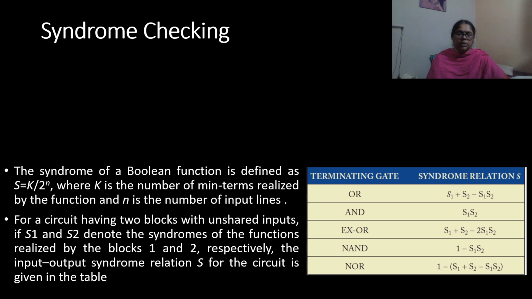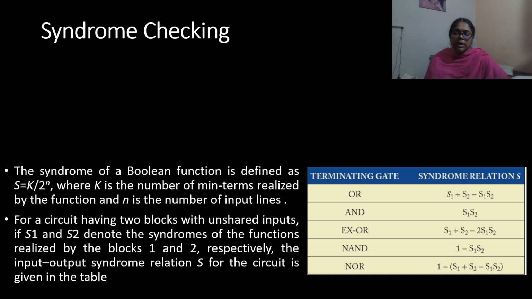For a 3-input AND gate, we know the output will be 1 only if all the inputs are 1. You have a total of 8 input combinations, 0 0 0, 0 0 1, 0 1 0, etc., up till 1 1 1. But out of these 8 input combinations, only when the inputs are 1, 1, 1 are you going to produce the output as 1. So the syndrome for a 3-input AND gate is 1 by 8.